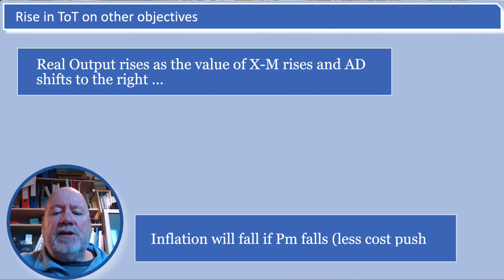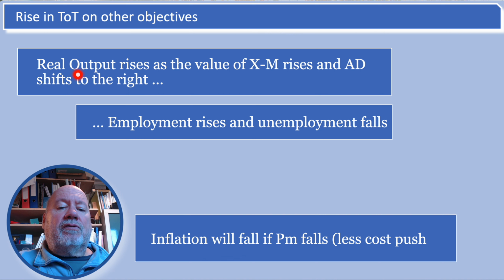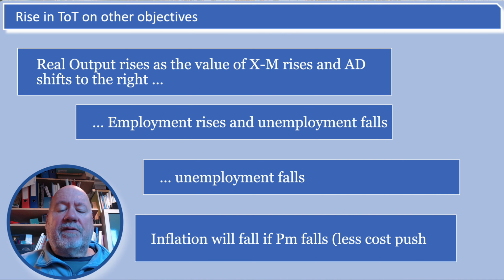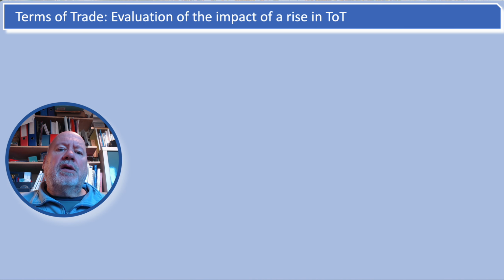It'll mean that inflation might fall if your price of imports falls. That's another positive. You have less cost push inflation. If your real output rises, the employment rises as well. And if employment rises, unemployment falls. So all of those things, you've now hit living standards, balance of payments, economic growth, employment, unemployment, and inflation in that whole analysis. So we need to evaluate that.